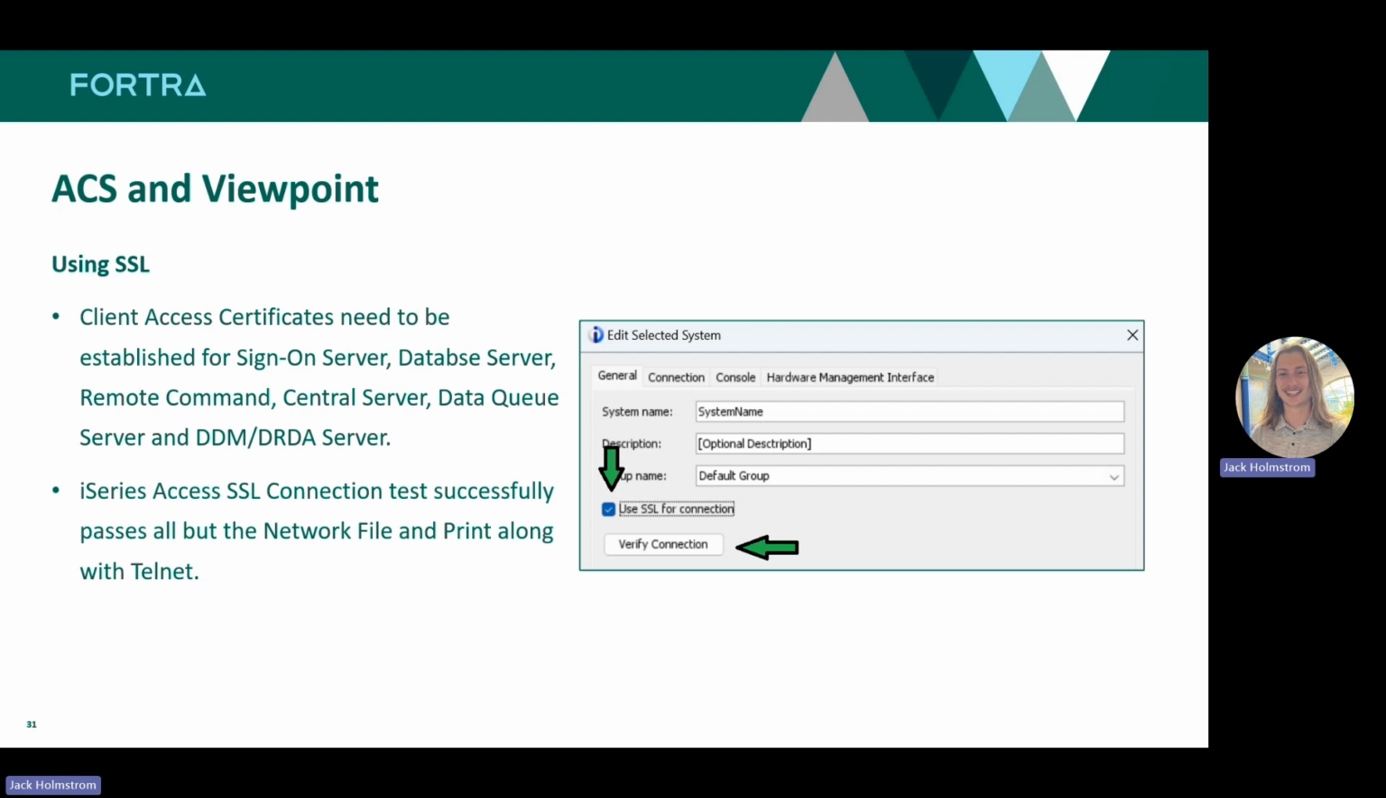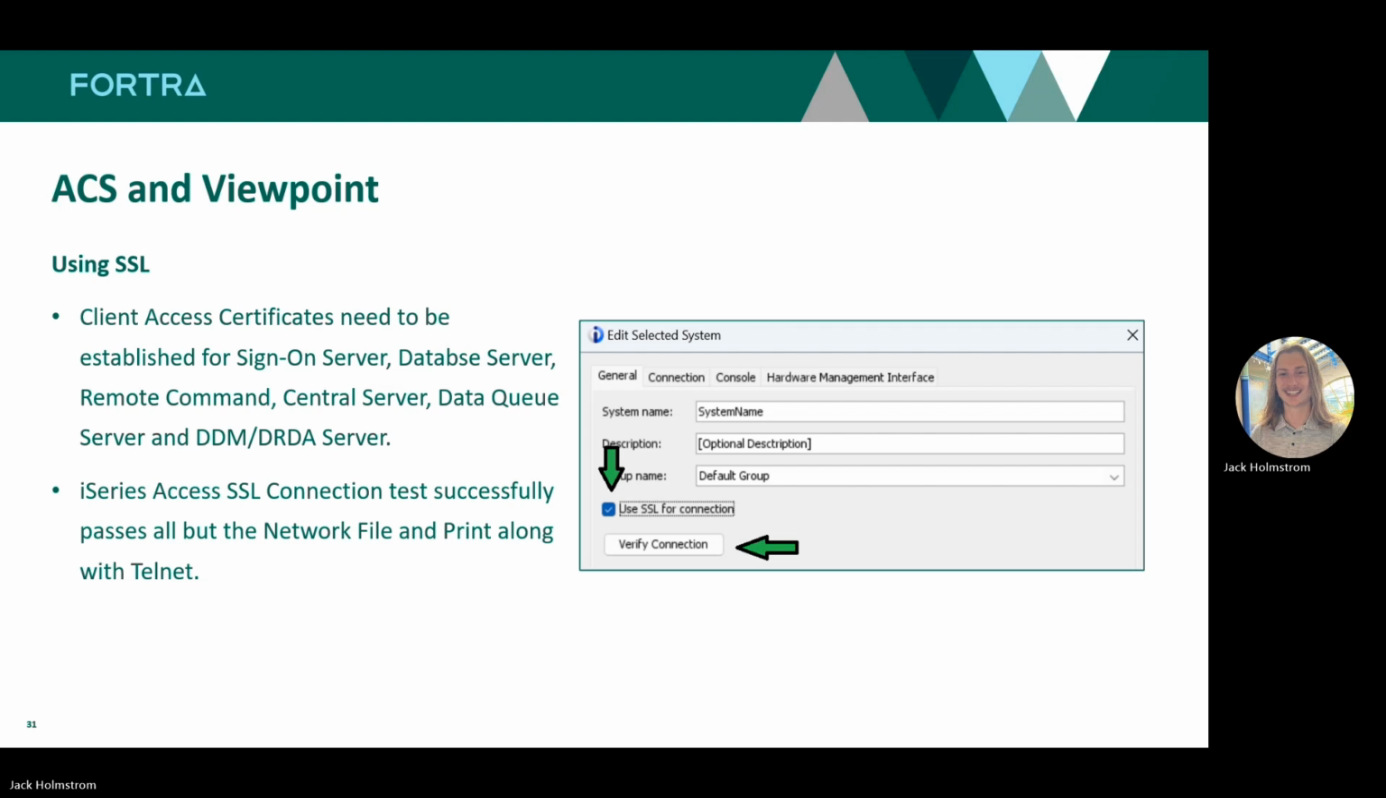And when we do our verify connection check, we'll want to make sure we have all green check marks, except for the network file and print along with telnet. Those will be near the bottom of our verification check, and those will be red X's rather than green check marks. If you get those, that's okay. Your connection will still work and SSL will still be successful.